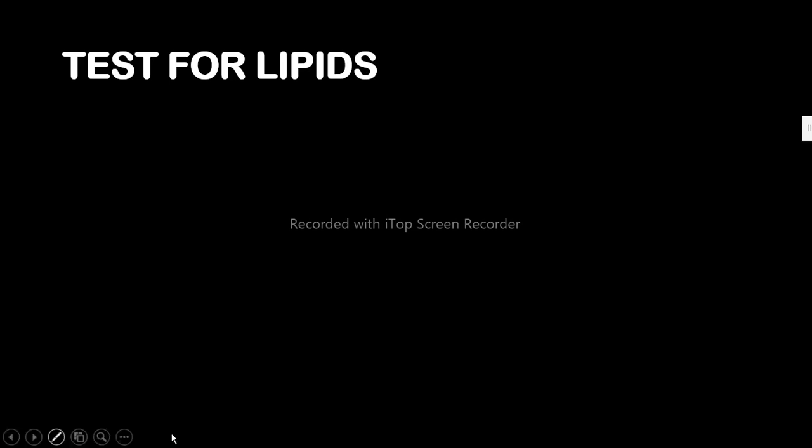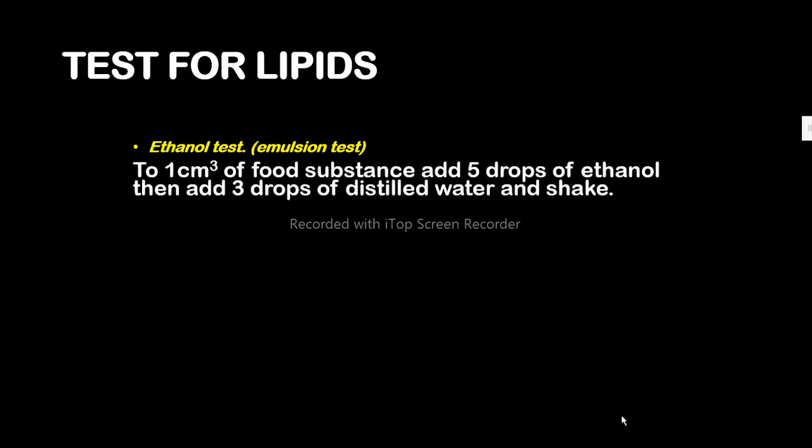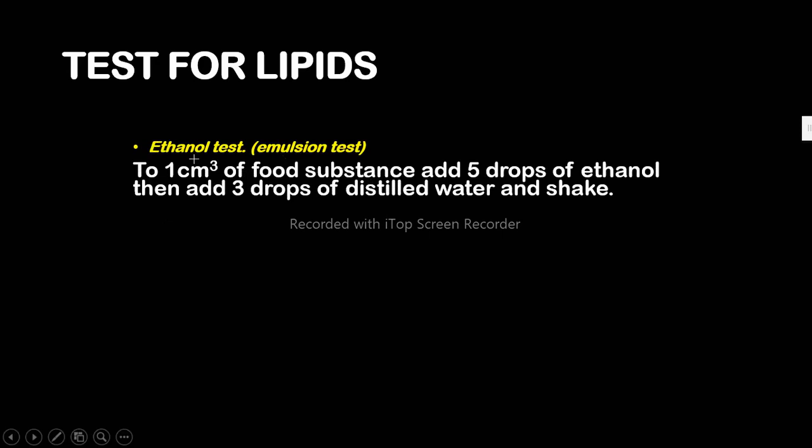Then how do we test for lipids? Number one, we have the emulsion test, with ethanol, or the immersion test, where you get 1 centimeter of the food that contains a lipid. Then you add 5 drops of ethanol, and then you follow it with 3 drops of distilled water and shake. Okay? You get your food that contains lipids, you add 5 drops of ethanol, and then you add 3 drops of distilled water.